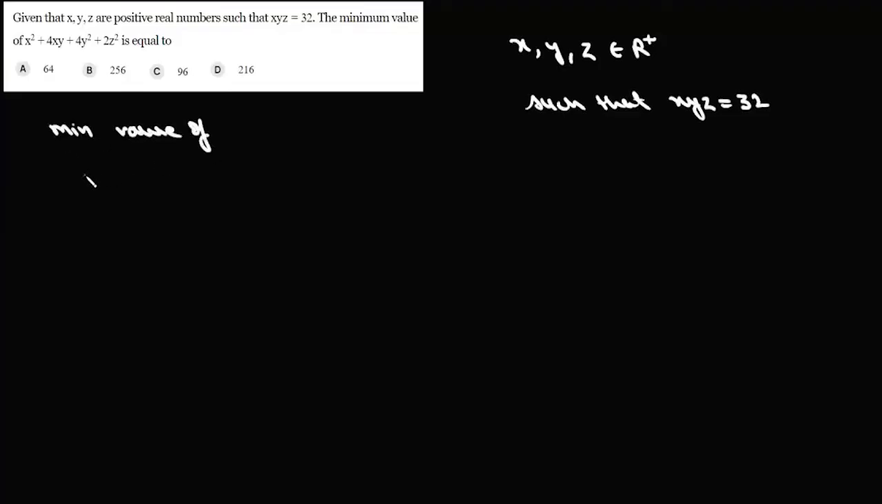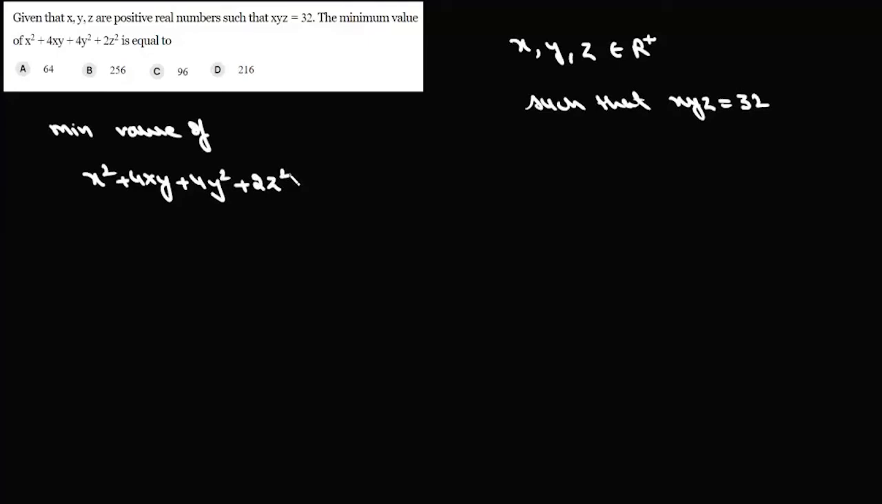Now let us take up an example. We are given that X, Y and Z are positive real numbers such that X into Y into Z is equal to 32. Then we have to find the minimum value of x square plus 4xy plus 4y square plus 2z square.